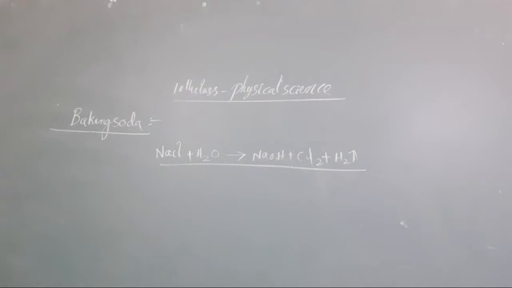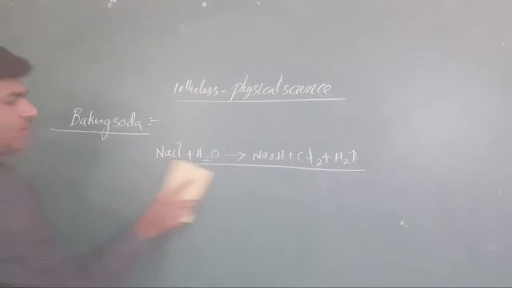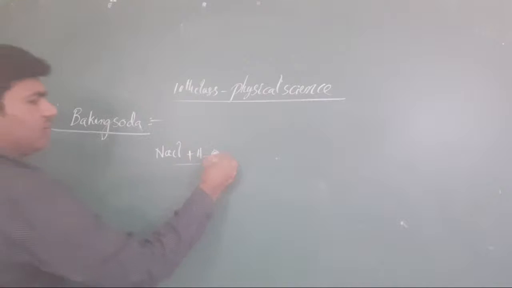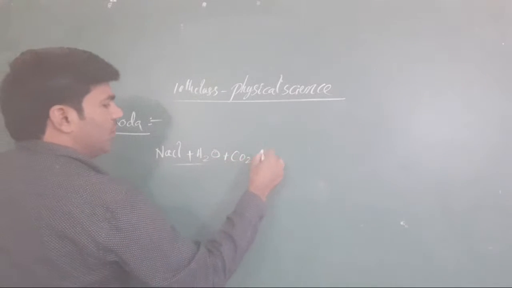Then after that we take our bleaching powder. Clear or not, all the students? These are fundamentally the byproducts. Now with this same reaction we add carbon dioxide, and ammonia is also added here.